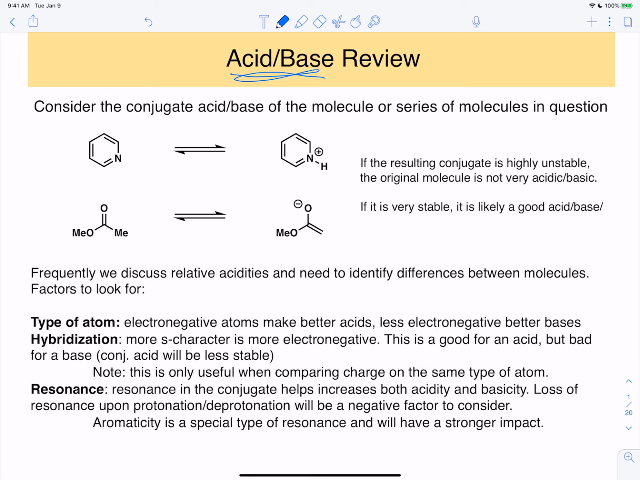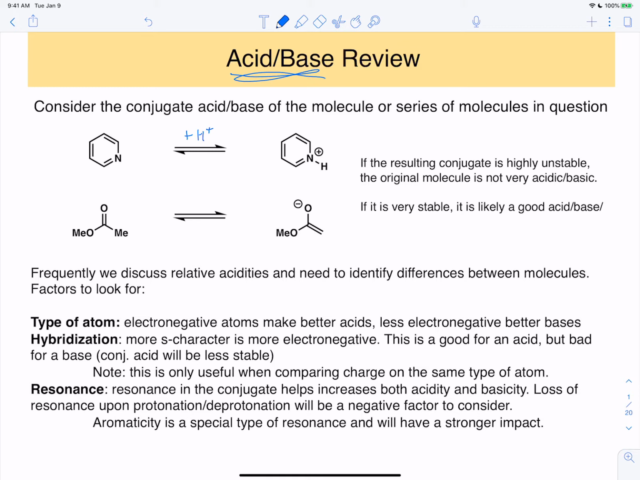So probably the biggest strategy we have to determine the acidity or basicity of a molecule, particularly if we're trying to compare different molecules in a series, is to consider how stable is the conjugate acid or conjugate base. So here I have pyridine, and here we are adding a proton. The nitrogen would then be protonated, and that would be its conjugate acid.